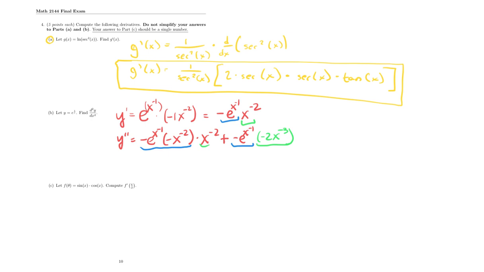So for this next one, you just kind of note that there is an error here with the variable. So that starts out f of theta, so this should be a theta, and this should be a theta.